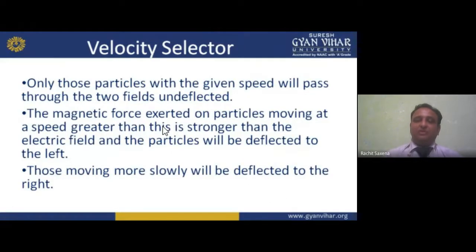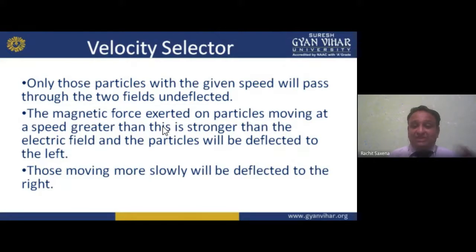Now moving forward, the velocity selector. Only those particles with the given speed will pass through the two fields undeflected, meaning no changes. The magnetic force exerted on particles moving at a speed greater than this is stronger than the electrical force, and the particle will deflect to the left.